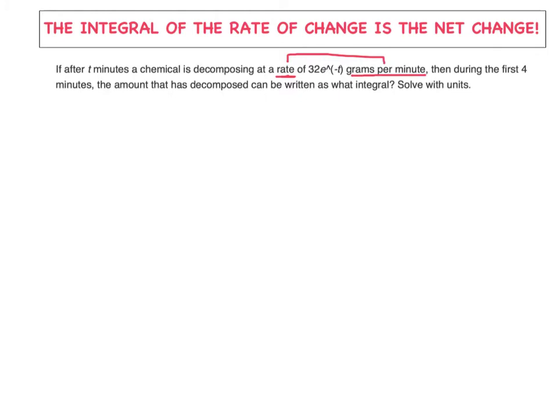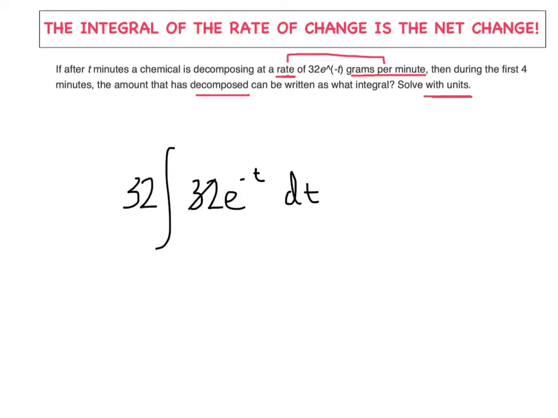During the first 4 minutes, we want to represent the total amount of decomposition that has occurred, and we want to focus on the units as we do so. So I'm going to say, let's integrate this function 32 e to the negative t dt. Of course, you could slide the 32 out front if you wanted to. That's optional. And during the first 4 minutes, so we're going to say from 0 to 4.